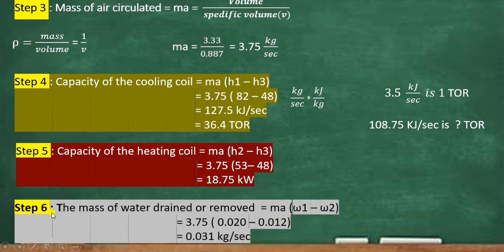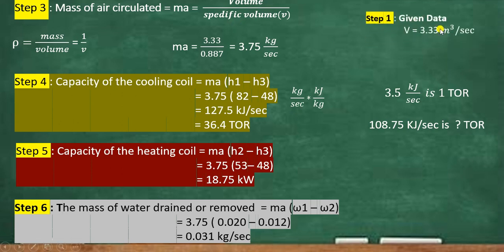And the last unknown, at step number 6, is the mass of water drained or removed during the dehumidification process. So the mass of air times omega 1 minus omega 2. Omega 1 is the value at outdoor conditions, which we can see in the psychrometric chart or previous slide, and omega 2 is the end of the process, at point number 2, the required condition. Subtract these two values, multiply with 3.75, and 0.031 kg per second is the mass of water removed. What does that mean? For every second, if you remove 0.031 kg of water from the air, then you can achieve the conditions given in the numerical.